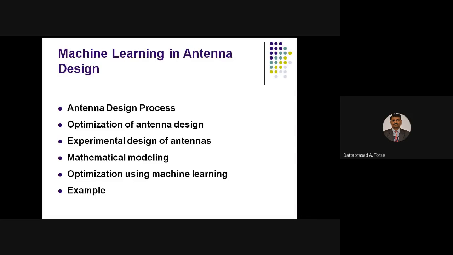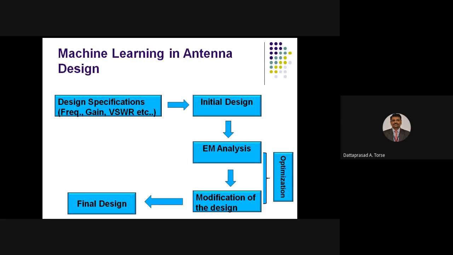Now, a quick look at how machine learning can be used in antenna design optimization. So, when we design an antenna, we look at its frequency, gain, VSWR, all these design parameters. Initially, we design one using a simulation tool, and we know that even after we do EM analysis, those are not the best results we obtain. So, to optimize it and get the final design, we can always introduce machine learning.